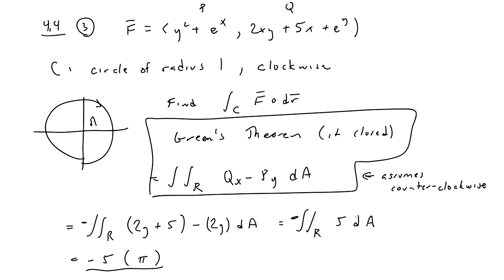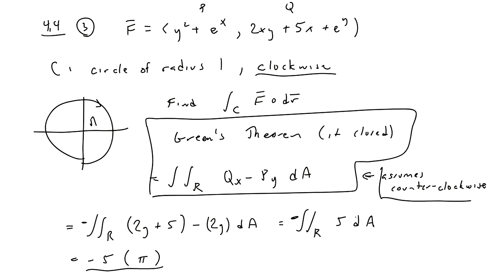And you really don't want to do it from 4.2 because we would parameterize it, where we would let x be cosine t and y be sine t, and then we'd have to switch it so that it goes backwards, and then plug it in, take the derivative and take the dot product, and we'd be getting things like e to the cosine t, which would be a real mess. So the negative again, here's the added bit: Green's theorem assumes it's counterclockwise. Since here it is clockwise, we're going the opposite way, so we're doing the negative work.